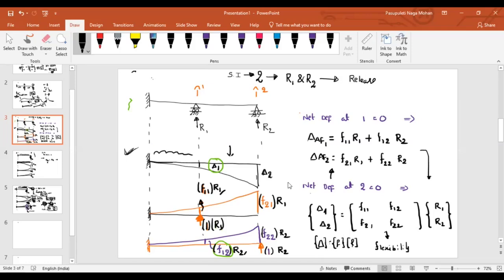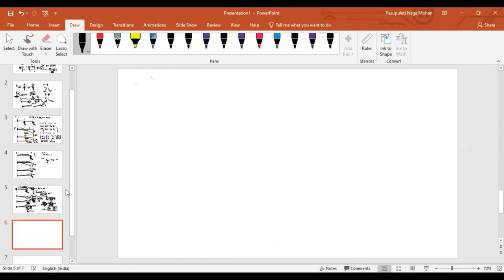Have you got the same thing or different thing? Same thing, right? It's one and the same thing. Now you understood how to apply the force method to find the unknowns. Now, clear? Can I say that F12 is equal to F21? Can I or I cannot?